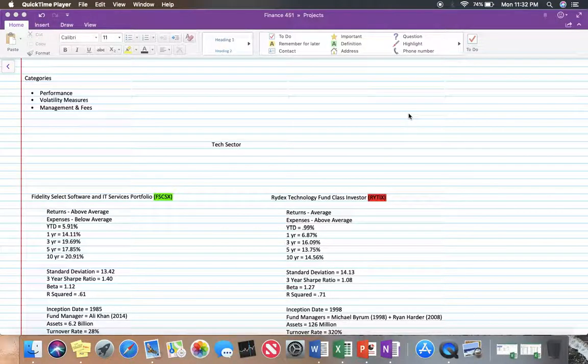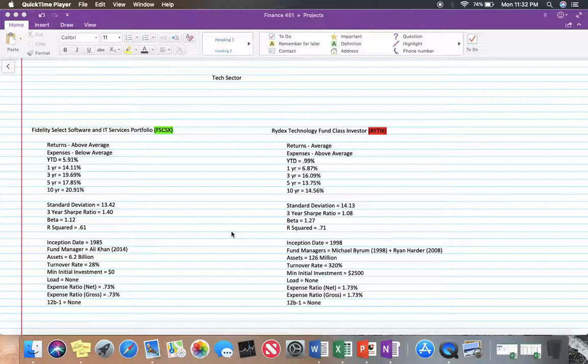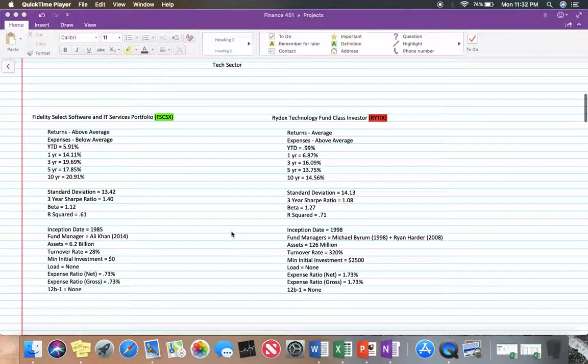Project. We're going to be rating my six funds on three categories: performance, volatility measures, and management and fees. So first, for the sector funds, I picked two technology funds: the Fidelity Select Software and IT Services portfolio and the Rydex Technology Fund Class Investor.